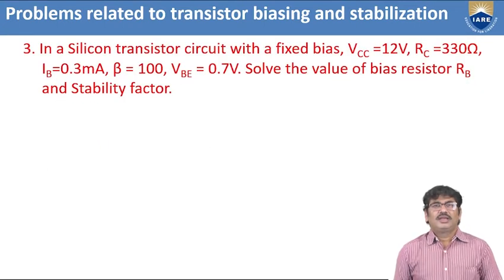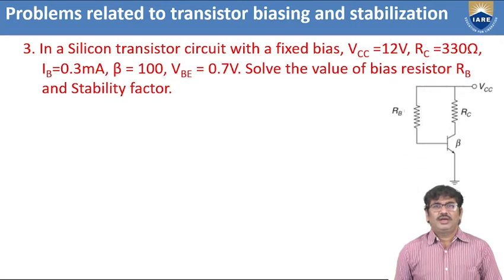Third problem. In a silicon transistor circuit with a fixed bias, VCC is equivalent to 12 volts, RC is equivalent to 330 ohms, IB is equivalent to 0.3 milliamperes, beta is equivalent to 100, VBE is equivalent to 0.7. Solve the values of base resistor RB and stability factor. For this circuit fixed bias, a RB resistance is connected between VCC and the transistor input circuit.